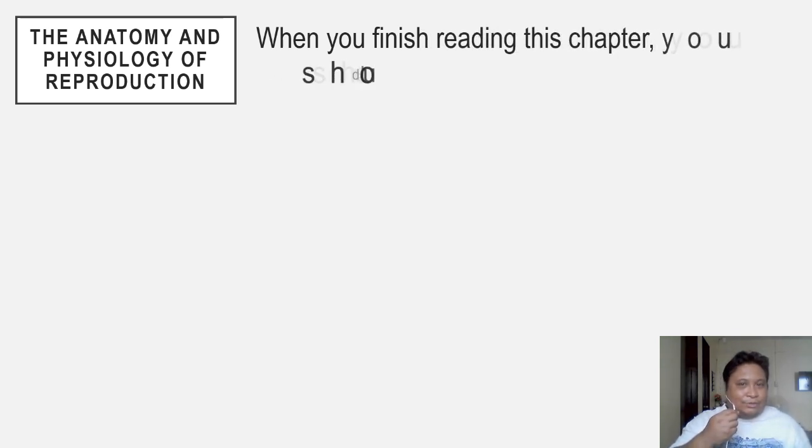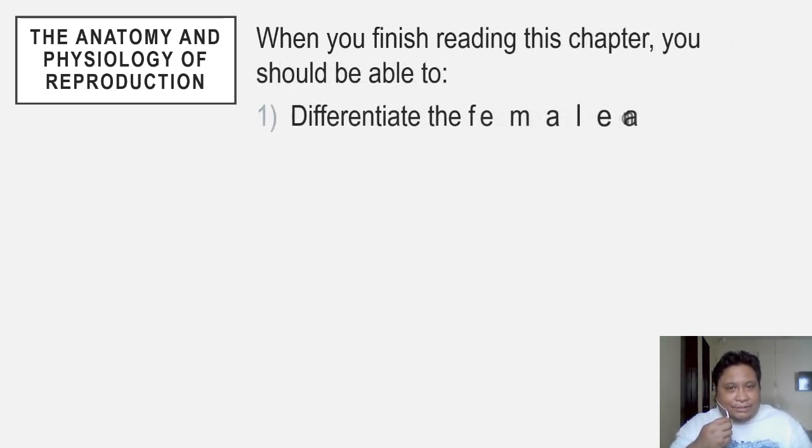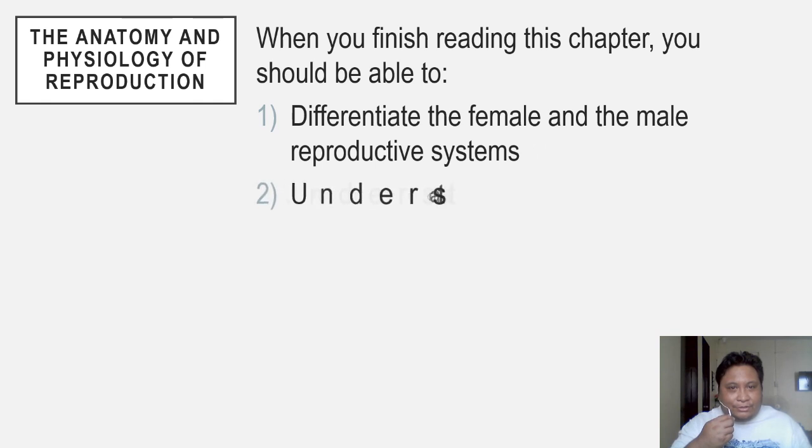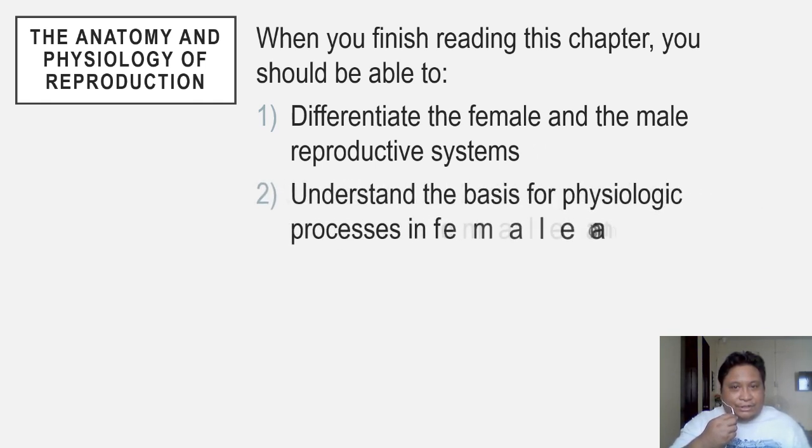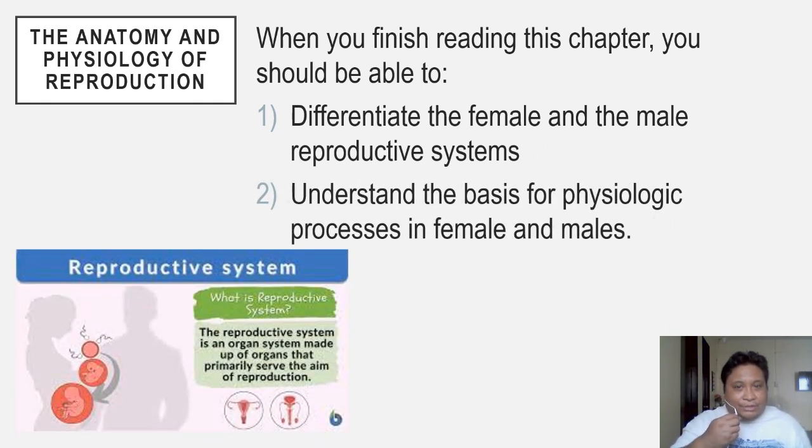Okay, for our course objective, when you finish reading this chapter, you should be able to differentiate the female and the male reproductive systems, and understand the basis for physiologic processes in the female and male reproductive systems.